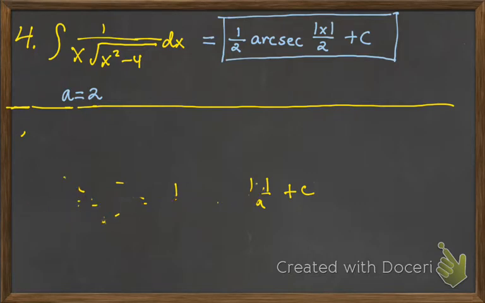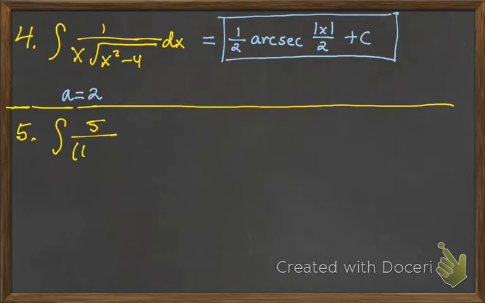Let me erase this because it looks like we're going to put another example on this slide here. Okay, let's go ahead and continue. So number 5 here we have 5 over t plus 6 to the third power dt. Again, it doesn't look like something real basic, trig function, power rule, anything like that.